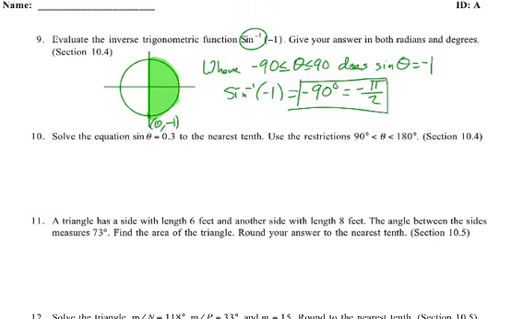So number 10 says solve the equation sine of theta equals 0.3 to the nearest tenth. Use the restrictions 90 degrees is less than theta less than 180 degrees. So we're thinking about on our unit circle, we are looking in quadrant 2. So we've got our unit circle here, and we're looking just in this quadrant here.